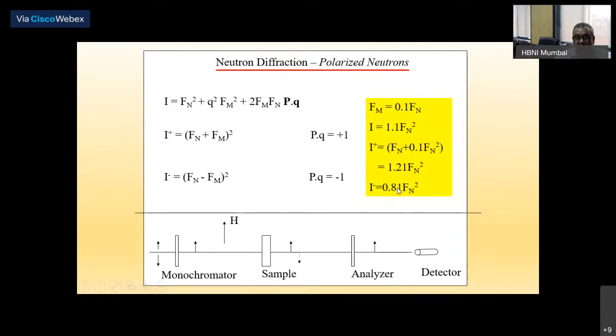So just a very small example. If you have magnetic scattering, which is 0.10% of the nuclear scattering, then the overall intensity will be, you can write down, Fn square plus 0.1 Fn square, which will be around 1.21 times. So basically, if the magnetic structure and nuclear structure are commensurate, let me emphasize this.